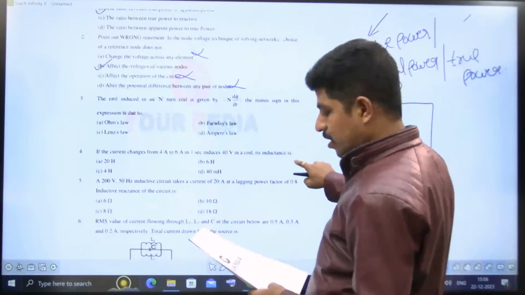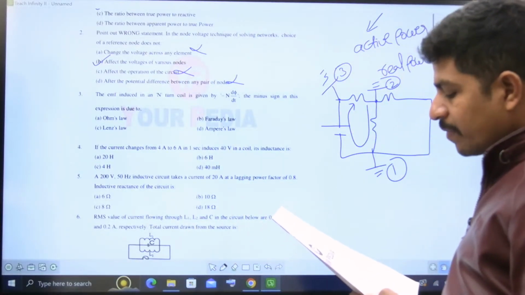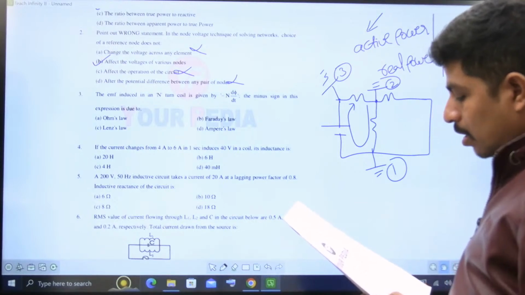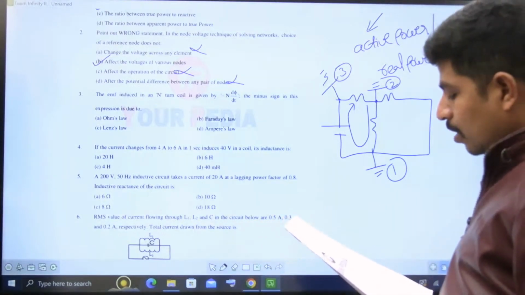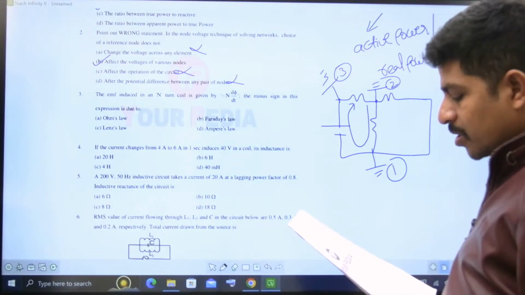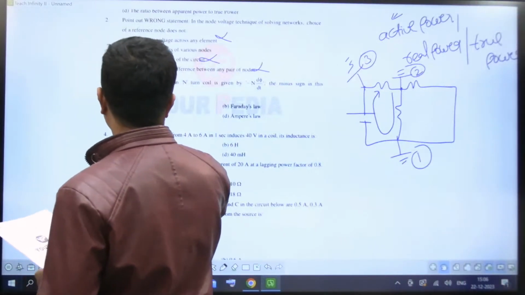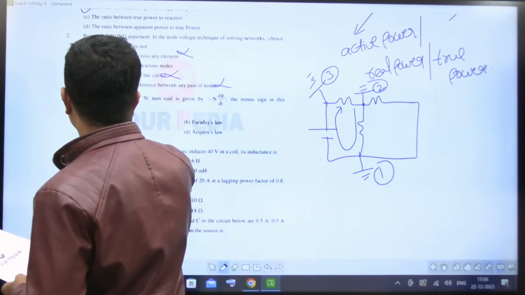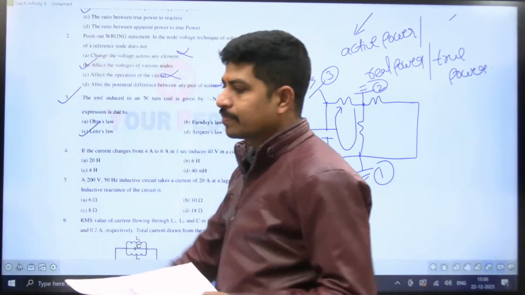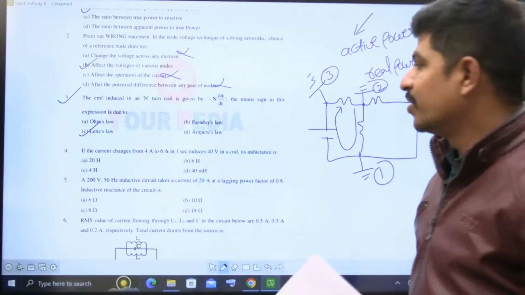The next question is the third question. Read the third question carefully. The EMF induced in an n-turn coil is given by minus n d phi by dt. We know this formula very well. The minus sign in this expression is due to Lenz's law. Yes, we all know that the minus sign is because of Lenz's law. In a transformer, that minus indicates Lenz's law, right?